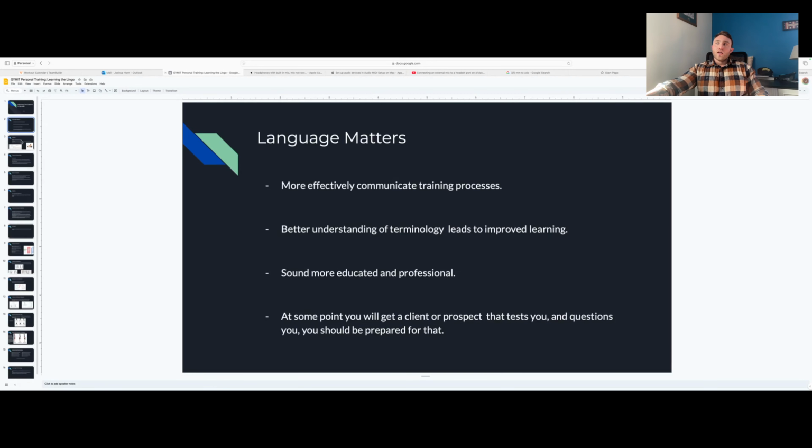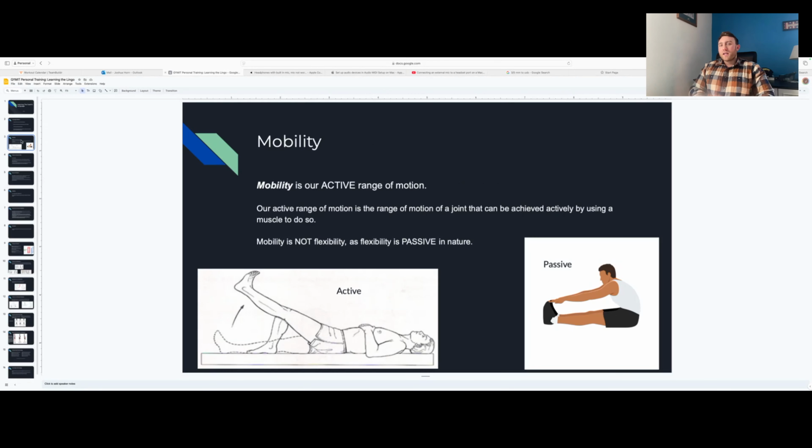So as we go into this, the first one that I want to hit on is mobility. And now this is not the actual technical term for mobility, right? Because mobility can be looked at as passive and active range of motion of a joint. Mobility is the range of motion of a joint, but from the way that you're probably going to explain it to your clients, mobility is going to be your active range of motion, whereas flexibility will be your passive range of motion. So our active range of motion is the range of motion of a joint that can be achieved by actively using the muscle to do so.